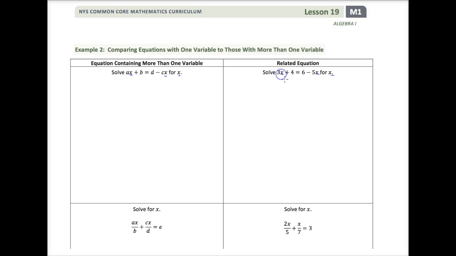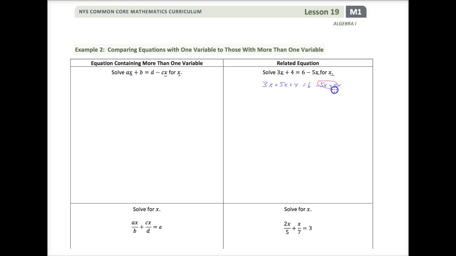Now, honestly, when I look at this, I think that the left-hand side might be easier than the right-hand side. But I also think that I could use it for a strategy. So if I look at this guy, I think I'm going to add 5x. I like keeping my x's positive. So 3x plus 5x plus 4 equals 6 minus 5x plus 5x. I've got a zero pair. I like that zero pair.